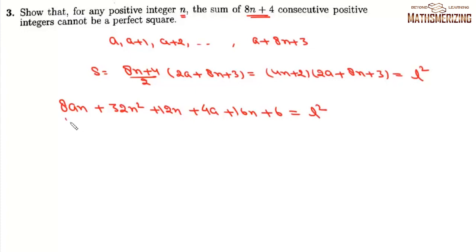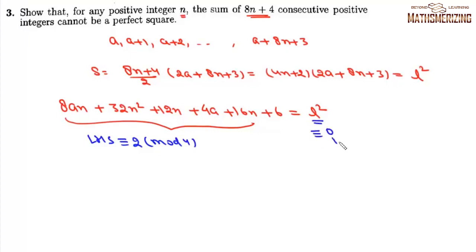Now if we take LHS modulo 4, LHS is congruent to 2 modulo 4, and we know that any perfect square is congruent to 0 or 1 modulo 4. So left hand side cannot be equal to its right hand side. So the sum of any 8n plus 4 consecutive positive integers cannot be a perfect square. And this is how we solve such questions.